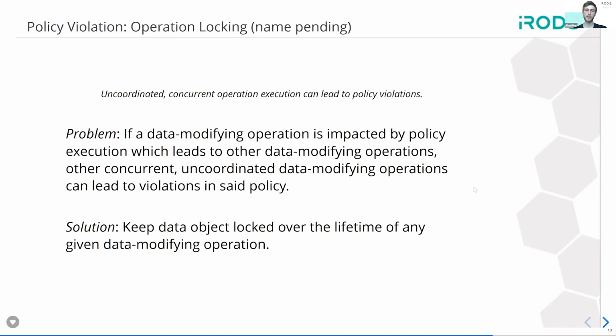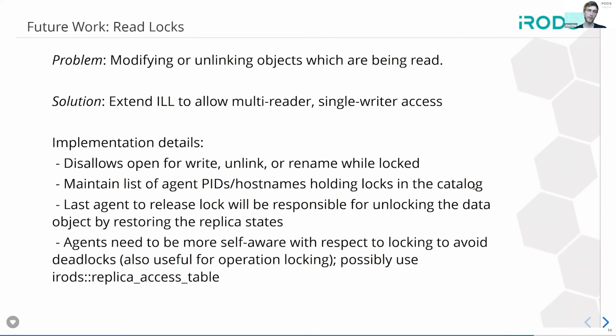This would also require that our locking be more self-aware about who's holding locks, and that leads into the next point. We have read locks planned for the future. So if an agent is currently reading an object, modifying or unlinking said object while it is being read is obviously a problem. So we would like to extend iRODS logical locking to allow for multi-reader single writer access, which is a well-known pattern in the CompSci world. I've put a few implementation details down here as far as our planned approach.